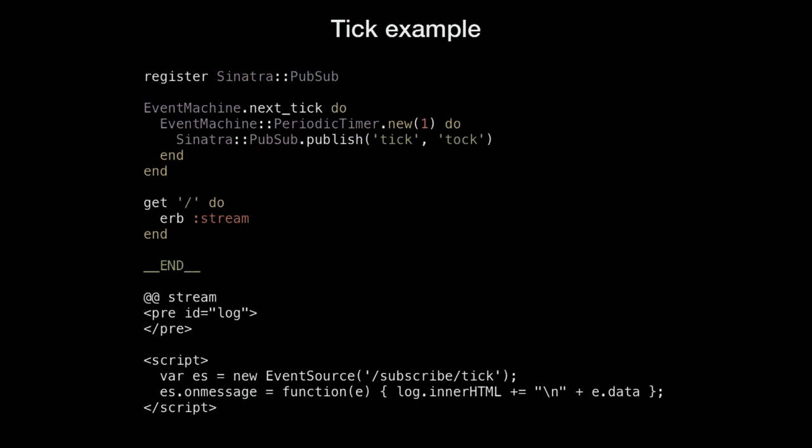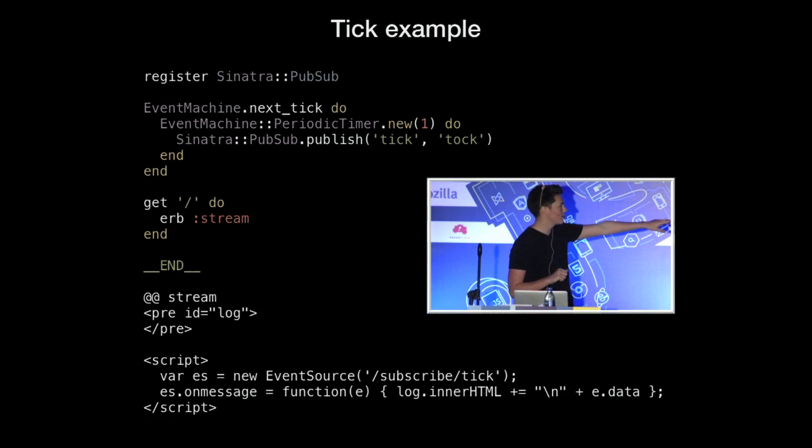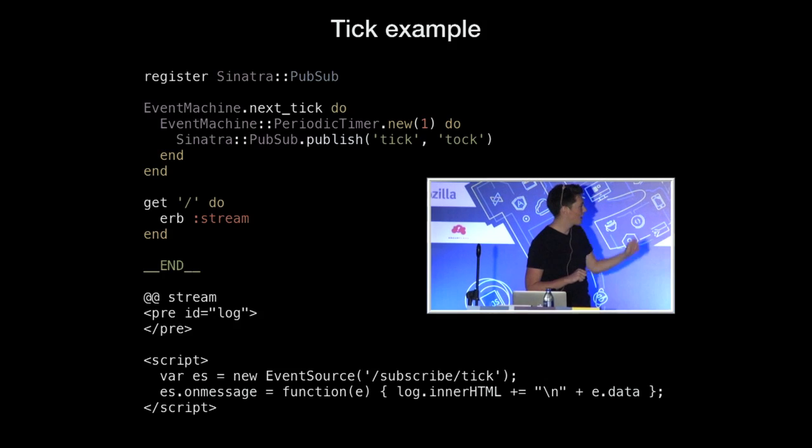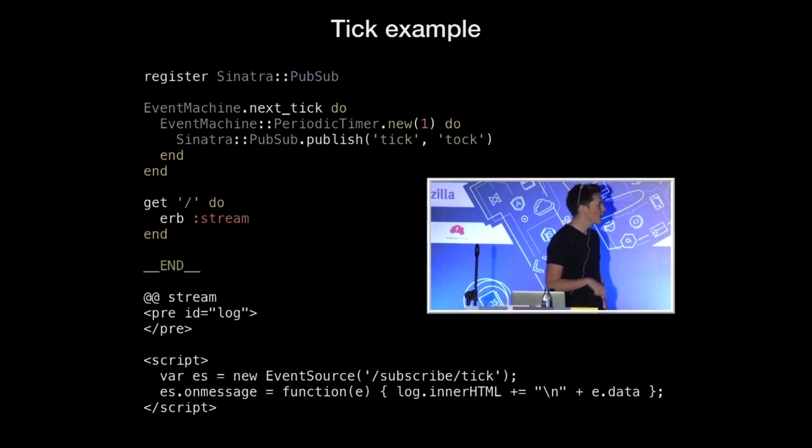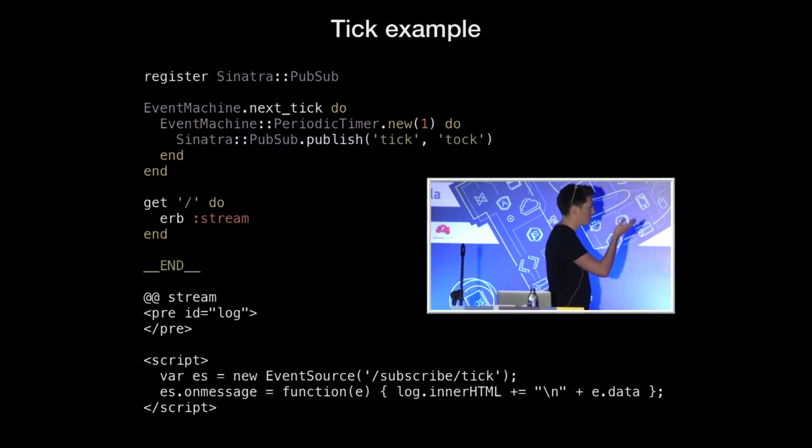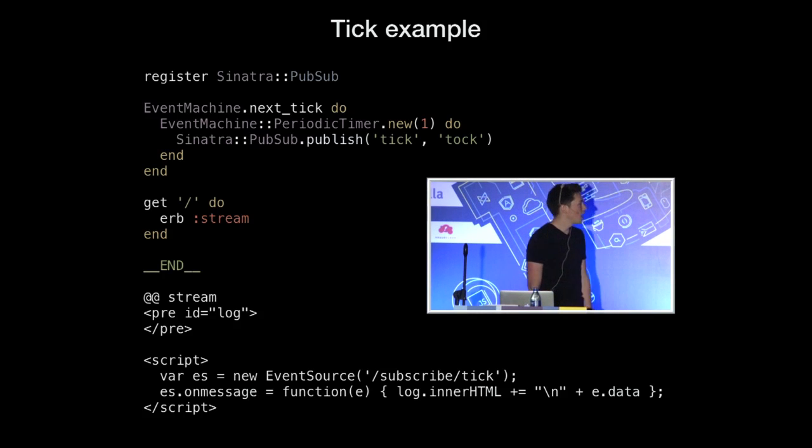So here's another example of using this library. Here we're publishing a talk message to the TIG channel, and we have a client subscribing to it. So on the client side, you just use this EventSource object, and you just pass it a URL, and then it will start streaming from the server. And this /subscribe route is actually what's set up by Sinatra-PubSub. So that is all you need to do to stream this talk message to the client.